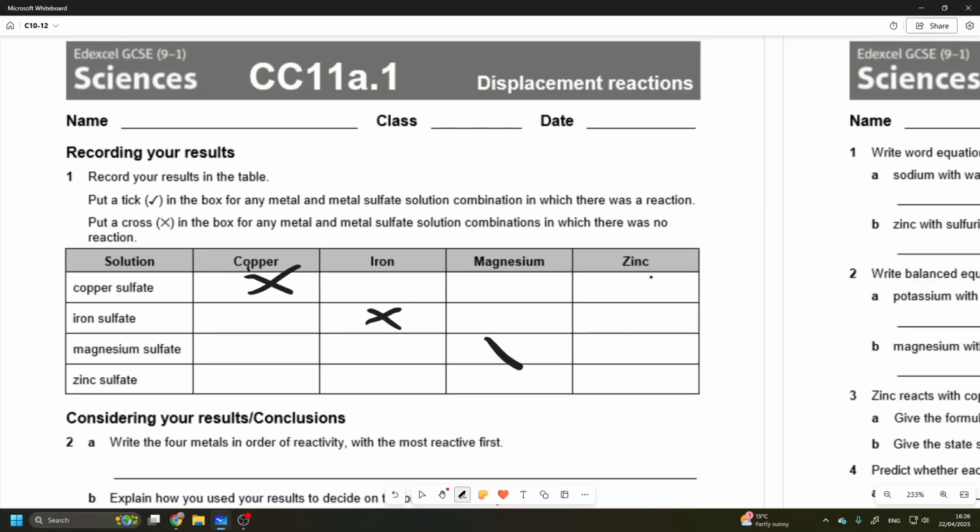Obviously the actual metals with their own salt will not do anything. Now copper is the least reactive, which we should have found out. So actually all of these will be a no. Magnesium, the most reactive, so it should have displaced them all. Zinc is the second most reactive and should have ended up doing that. Basically it didn't displace the magnesium sulfate. And finally iron should have only done one. Okay, so it looks a little bit like that. Those should have been the results you found.